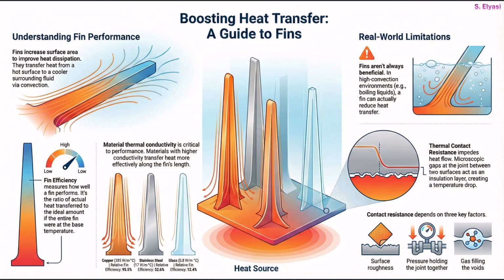And finally, we've got to talk about the real-world problems. Believe it or not, fins can sometimes hurt heat transfer, especially in high convection situations like boiling. But the biggest roadblock is something called thermal contact resistance. It's basically a tiny, insulating layer of air trapped in microscopic gaps right where the fin joins the base, and it causes a huge temperature drop. Its effect really depends on surface roughness, the pressure holding it all together, and the gas in those voids. So optimizing heat transfer with fins really means understanding that efficiency is just as much about the material you choose as it is about minimizing that pesky contact resistance.